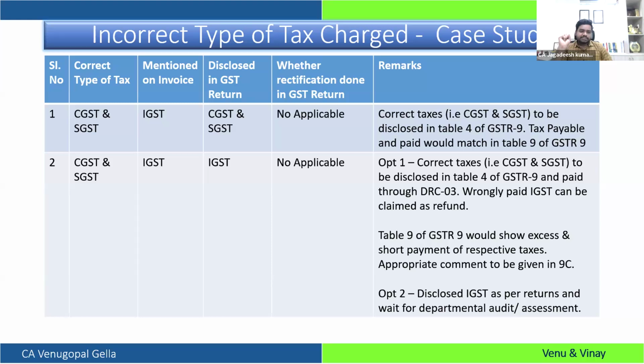If the applicable tax is CGST and SGST, but you have disclosed IGST in your returns, and on the invoice also you have mentioned IGST, then in that case, option 1, you correct the tax in the table itself. You make the supply as CGST and SGST only. You pay the tax of CGST and SGST and claim the refund. Or else, option 2, you keep the IGST disclosed as per returns and wait for the departmental audit or assessment. That's the obvious case. Even if the department identifies it, anyway there is no interest on this wrong payment of tax. So you can take the risk on this.